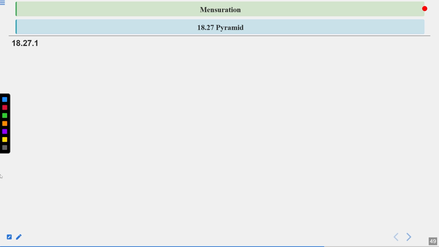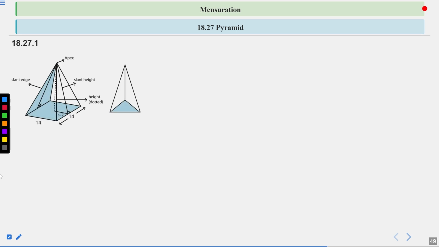Now we move to the pyramid, which is 18.27. So 18.27.1, the formula related to the pyramid. This is the diagram of the pyramid. The lateral surface area of the pyramid will become 1/2 times the perimeter of the base multiplied by the slant height. Then we get the lateral surface area of the pyramid.